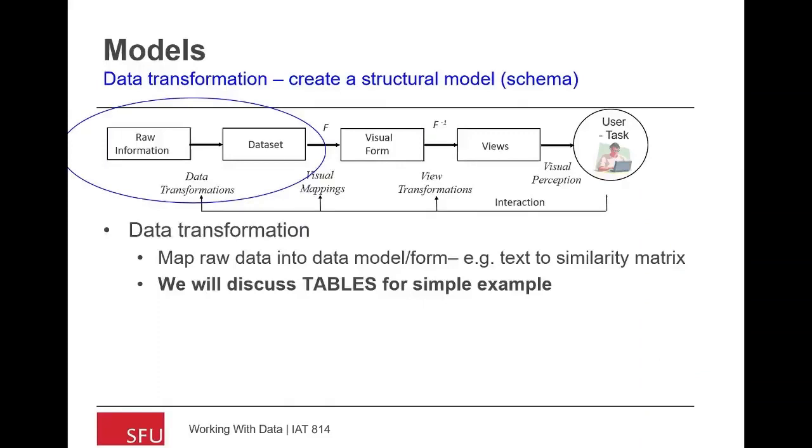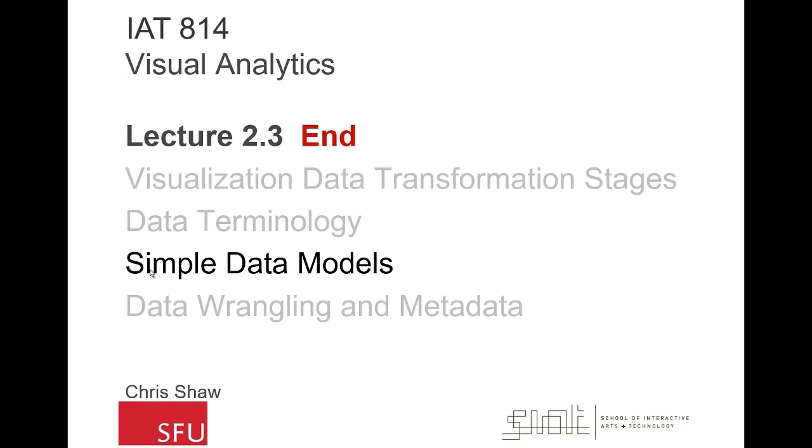So that's a very brief indicator of how to take raw information that you might find in tables and transform that into a data set, a model that can be used for further visualization steps. This is the end of lecture 2.3, Simple Data Models.